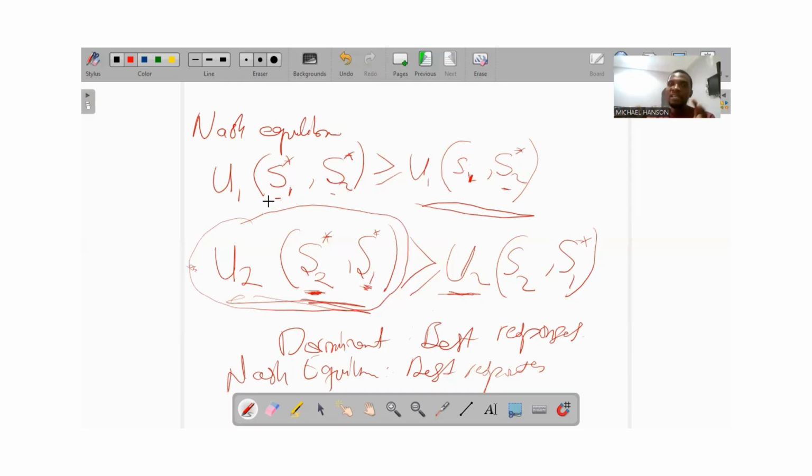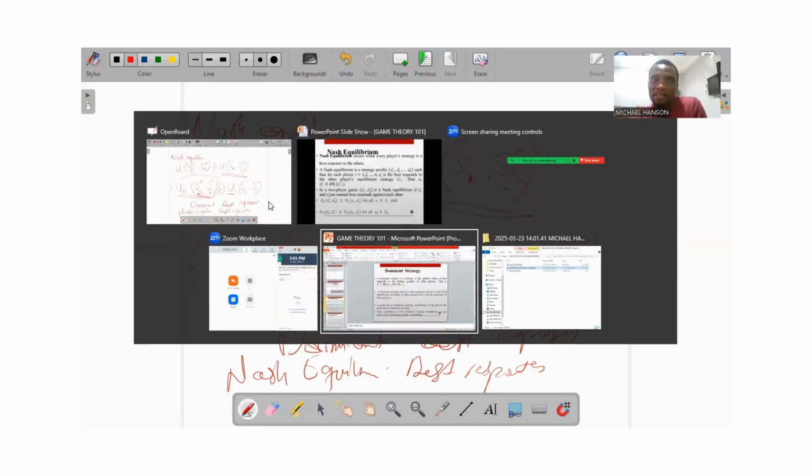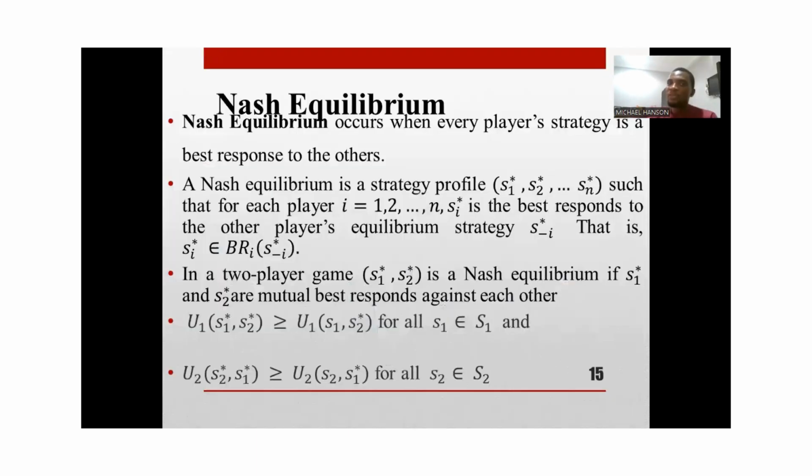So we are going to need these dominant strategies and that of the Nash equilibrium in our next video when we are talking about the types of games, starting with the Prisoner's Dilemma, then we talk about the Battle of Sexes. So thank you for making time.